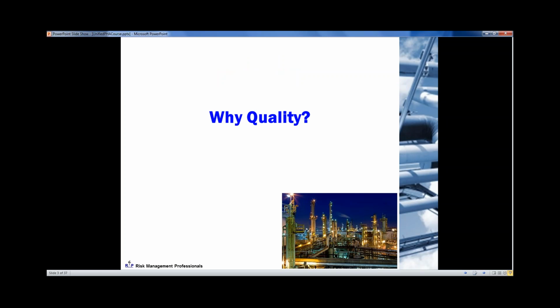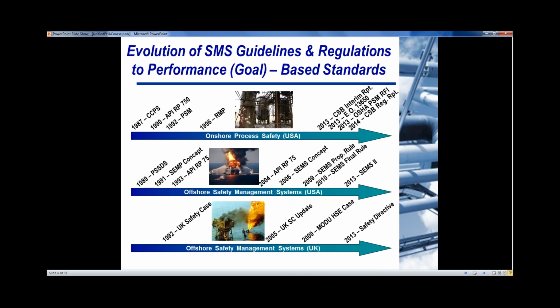So the first thing we need to start with is why quality? Why bother to do a good job in the first place? Doing a good job the first time is usually the right way to go. And really, the things that we've seen work and the things that we've seen not work build on that old adage. When you look at a lot of the tragedies that have occurred in the past, things that haven't gone right for process safety seem to be at the core of what's gone wrong.